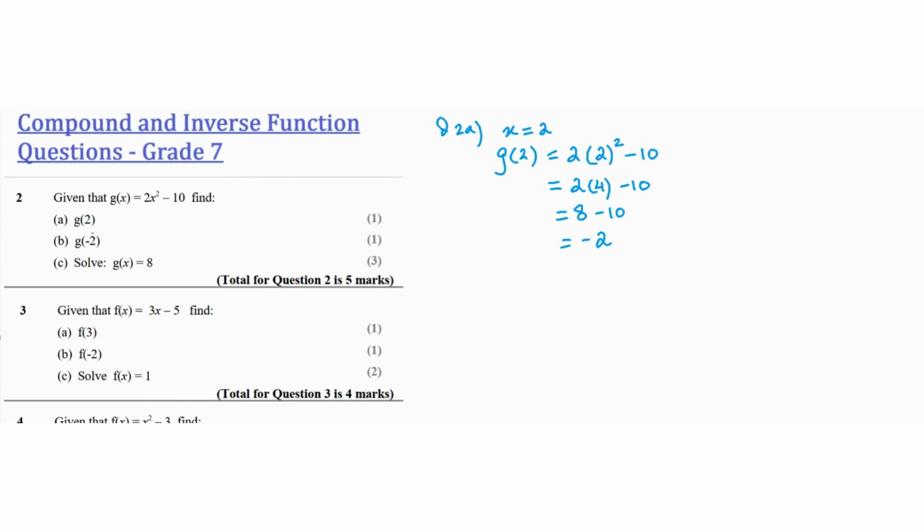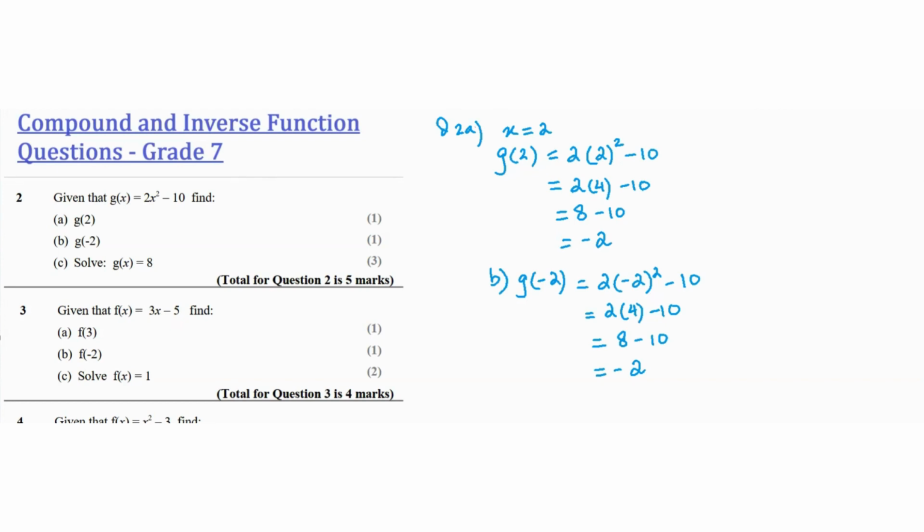As you can see, we replace the value of x with 2 because they want us to find the value of g of 2, and that gives us negative 2. And the next part is saying find g of negative 2. So now we will replace x with negative 2. So that's going to be 2 times negative 2 whole squared minus 10. Negative 2 whole squared is also 4, so 2 times 4 minus 10, that's going to be 8 minus 10, and once again, negative 2.